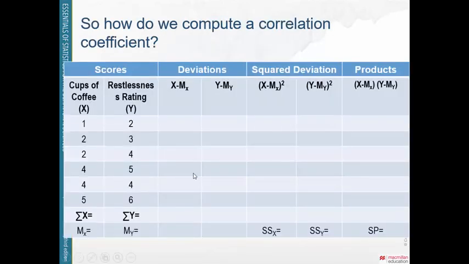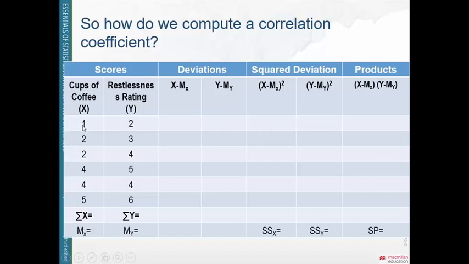So let's take a look at how to compute a correlation coefficient. Here are our scores. We're looking at the relationship between cups of coffee, that's our x variable, and restlessness rating, that's our y variable. We always set this up with x being what you think is going to be causing a change in the y variable. So x is sort of an independent variable and y a dependent variable, even though you're not really manipulating your independent variable. In this case, we're thinking the number of cups of coffee somebody drinks is going to affect their restlessness. And here are the individual people in our sample.